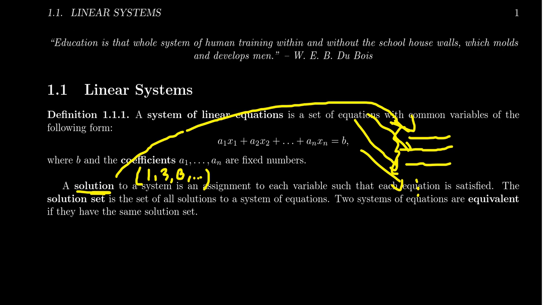A solution set to a system of equations will be the set of all solutions to the equations. And as we study systems of linear equations, or sometimes called linear systems for short, we're often going to want to know what the solution set is, the set of all solutions to said linear system of equations. And another bit of vocabulary, we say that two systems of equations are equivalent if they have the same solution set. So the equations could be different, but if the same set of numbers solves one and the other, we would say the two systems are equivalent.